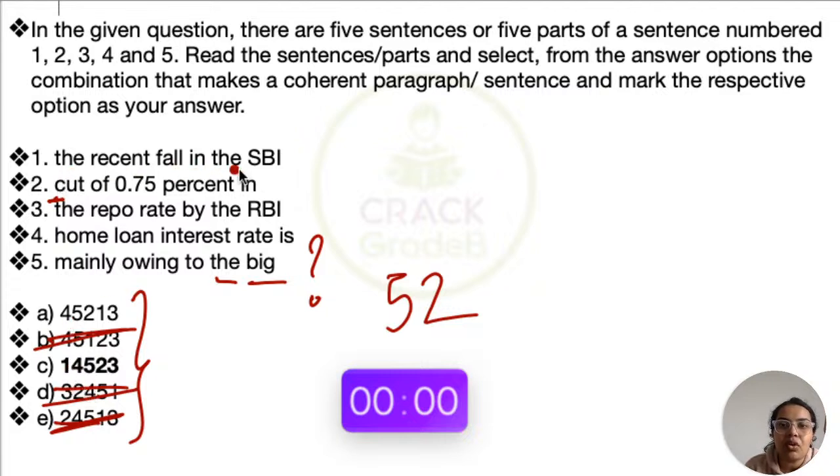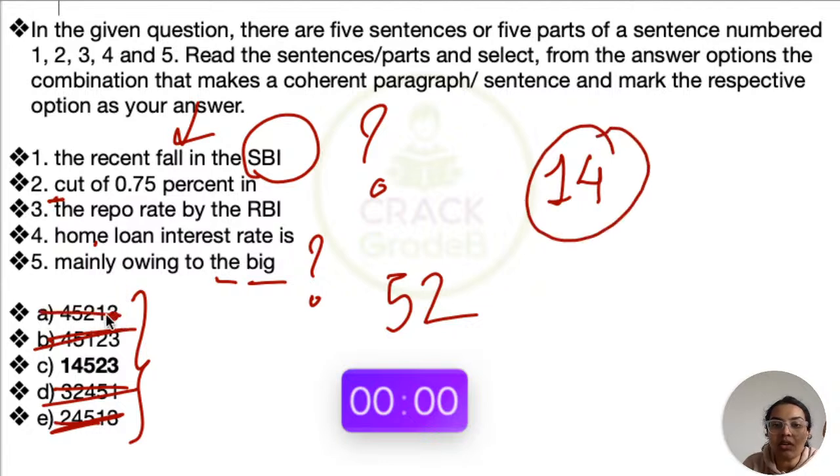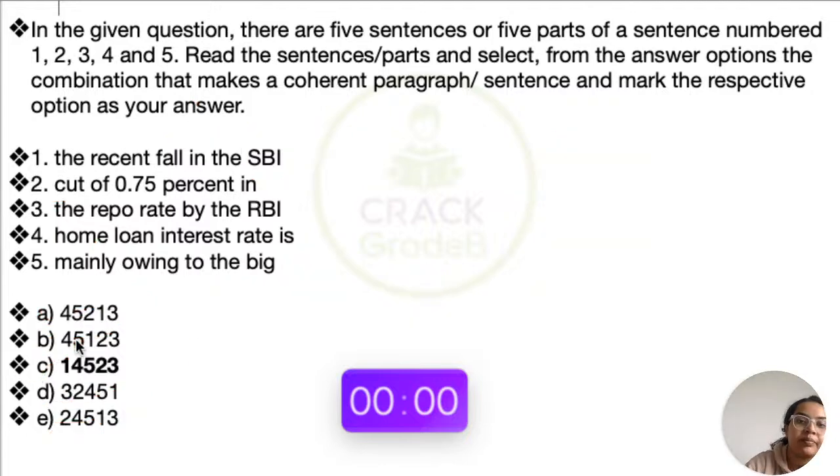So the recent fall in the SBI what? SBI is an institute. It is the name of bank. So SBI का कौन सा part है जिसमें fall आया? So the recent fall in the SBI home loan interest rate. Make sense? So you have another pair that is of first and the fourth one. You cannot start with fourth, otherwise sentence will give you no meaning. Answer आपका C हो जाता है.